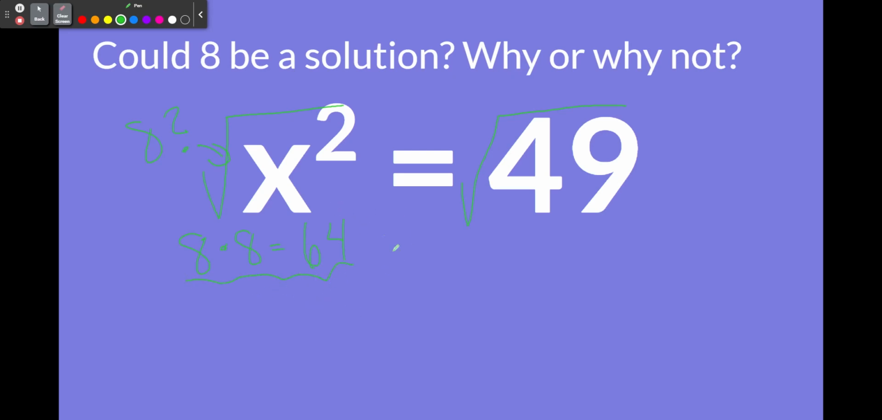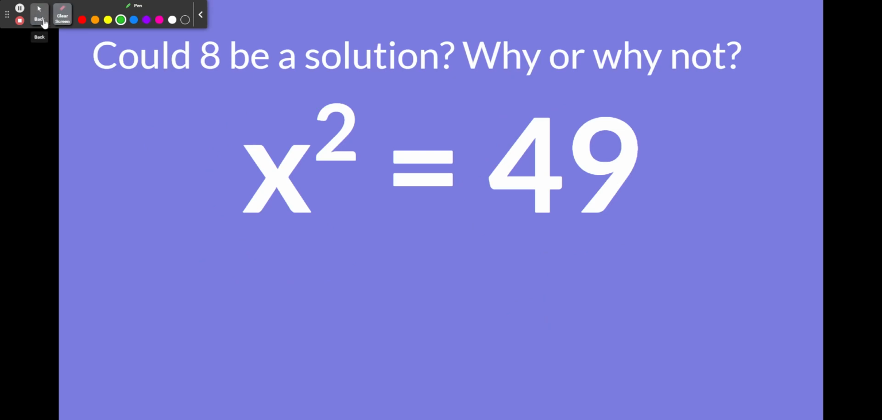So, what is our x equal to? Well, we in eighth grade should know by now that 7 times 7 is equal to 49. So, x is actually equal to 7. So, that's our positive solution. Why are we saying positive solution? Well, because while 7 times 7 is 49, we could also say negative 7 times negative 7 is also equal to 49. Why? Because a negative times a negative is a positive. So it would actually equal the same thing.